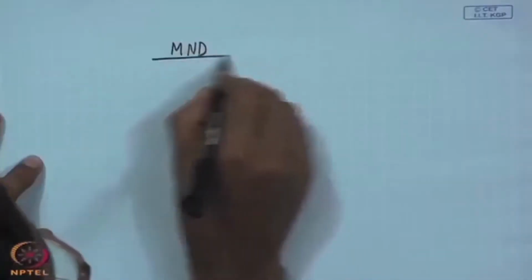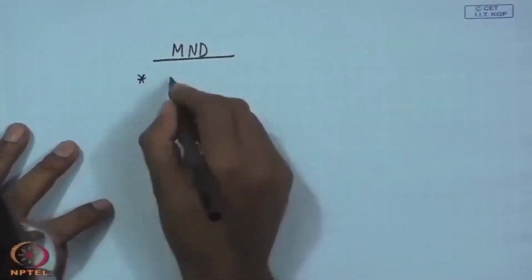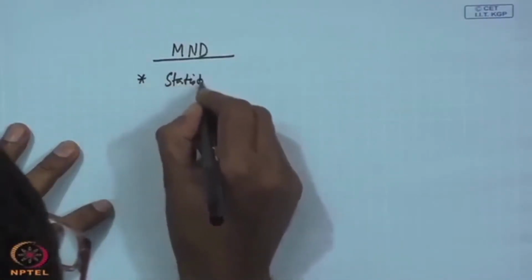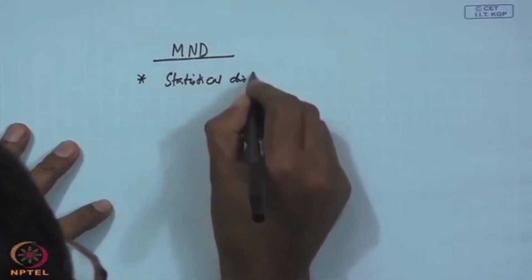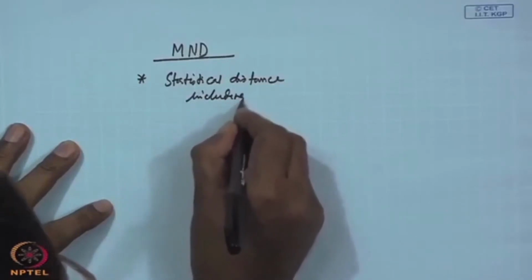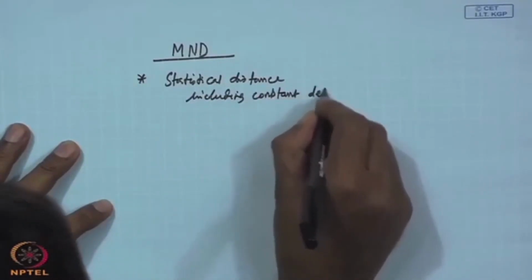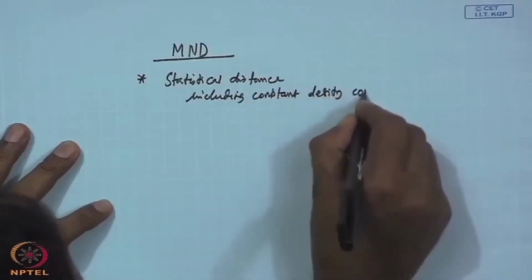Hope you are enjoying the lectures. Let us see what is there for you today. We will continue multivariate normal distribution. Today our discussion will be on two issues. One is statistical distance, including constant density contours.